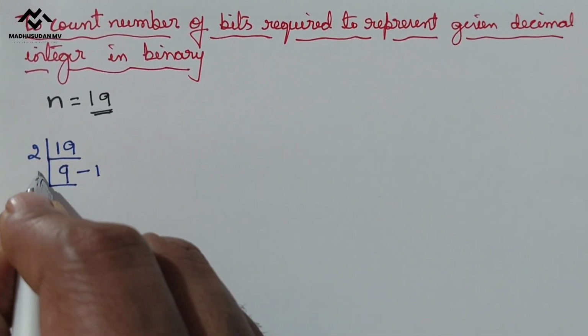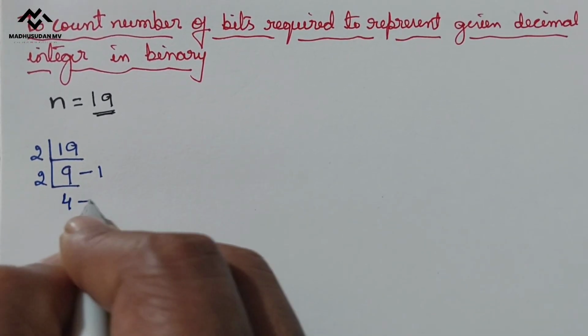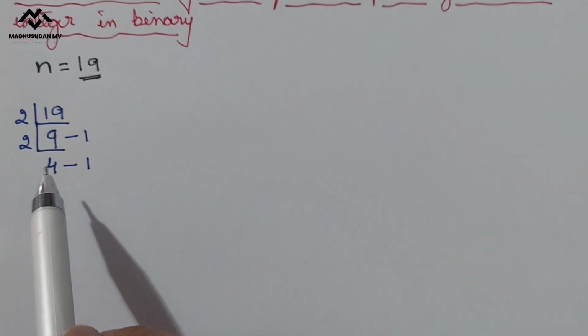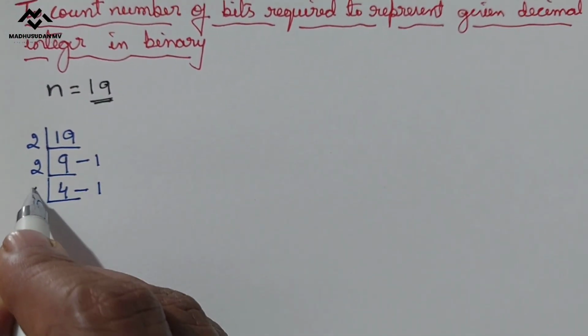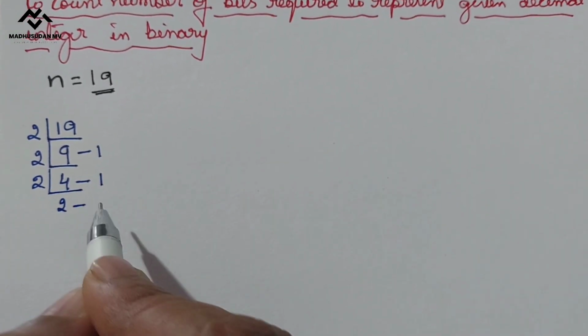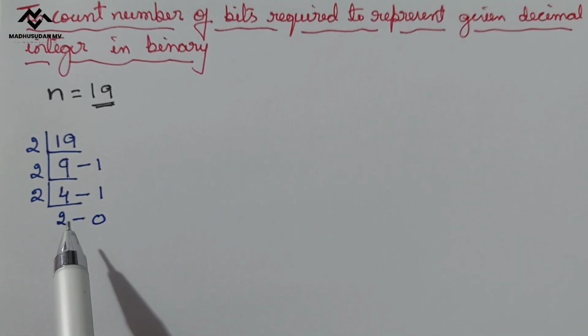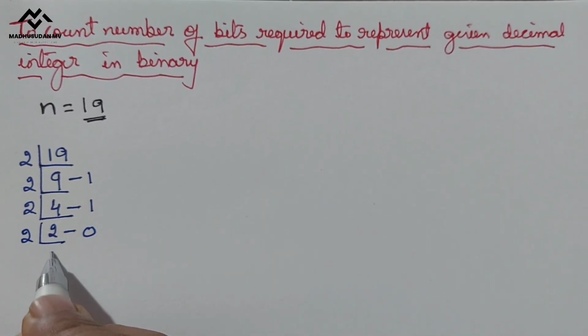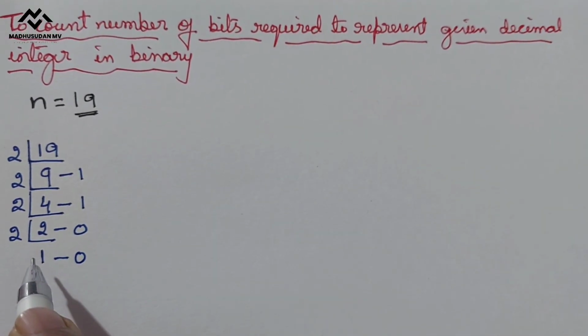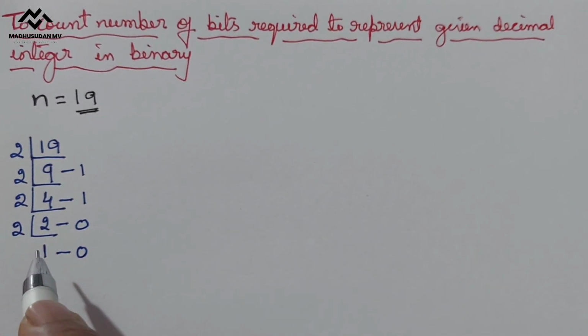So again divide the number by 2, so 2 4s are 8, again the remainder is 1. Again the number is still not 1, so again I am dividing by 2. So 2 2s are 4, remainder is 0. Again the number is not 1, so again I will continue dividing. 2 1s are 2, remainder is 0. Now the number becomes 1, so now I will stop.